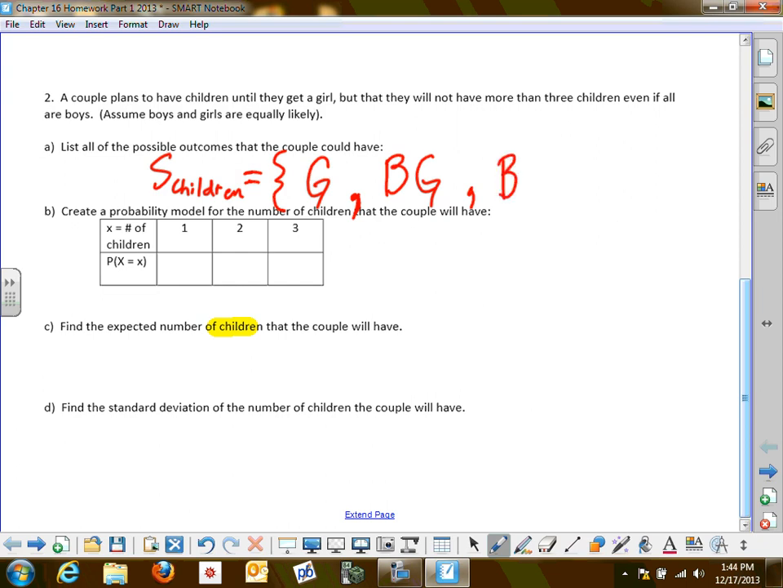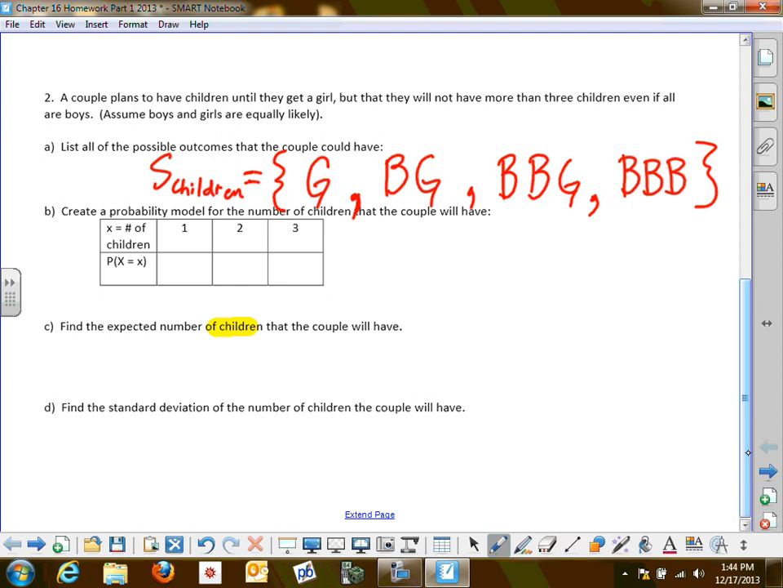They could have a boy, and then have a boy, and then, yay, it's a girl. But regardless of whether they have a girl or not, they will be stopping with 3 children, so they might end up with 3 boys. So this is the set of possibilities. And if we are assuming that the boys and girls are equally likely, let's find the probability of each.